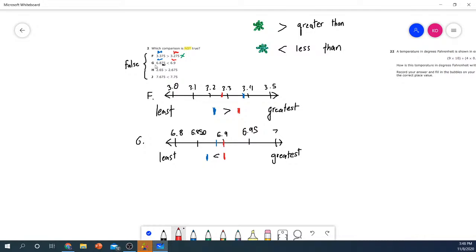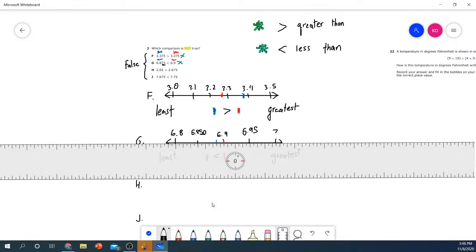So let's look at our answer choice. Do we, the number that we assigned blue, 6.875, is that less than 6.9? And yeah, this statement is true. So that means that in the terms of the answer choice, this would not be the right answer choice. So let's move on to H, and let me just also write J right here.